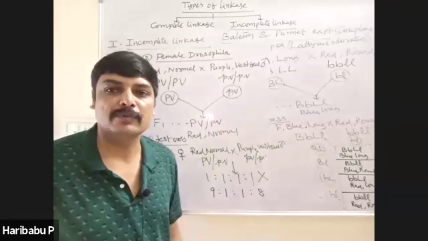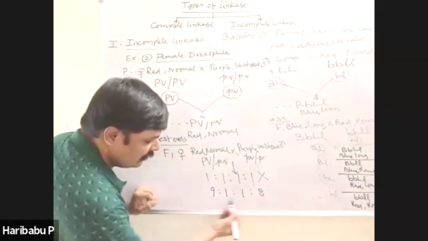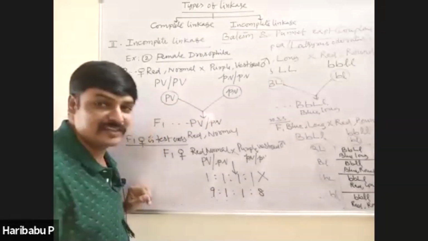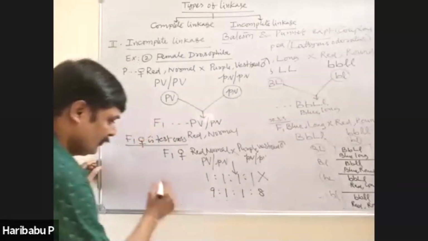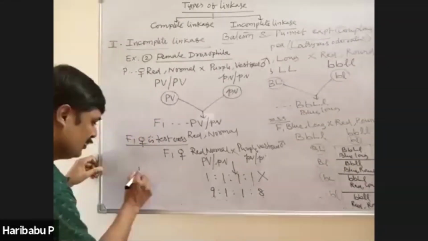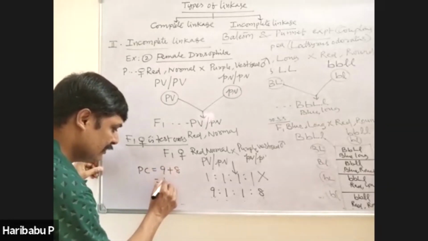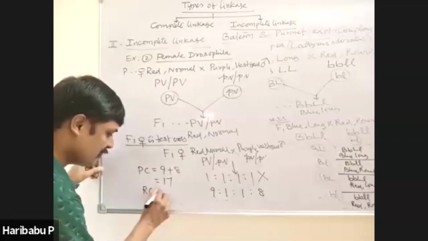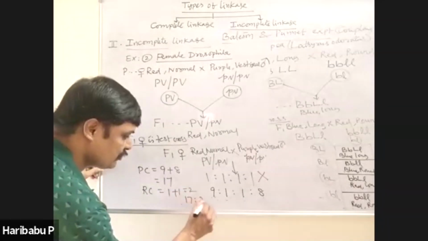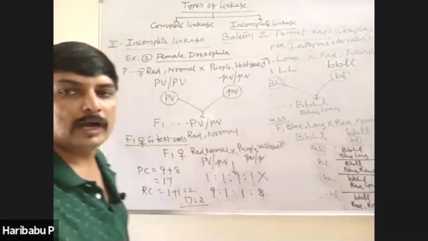So here also more parental combinations and fewer recombinations are produced. See, parental combinations are 9 plus 8, 17. Recombinations are 1 plus 1, that is 2. Therefore, 17:2. Parental combinations are 17, recombinations are 2.